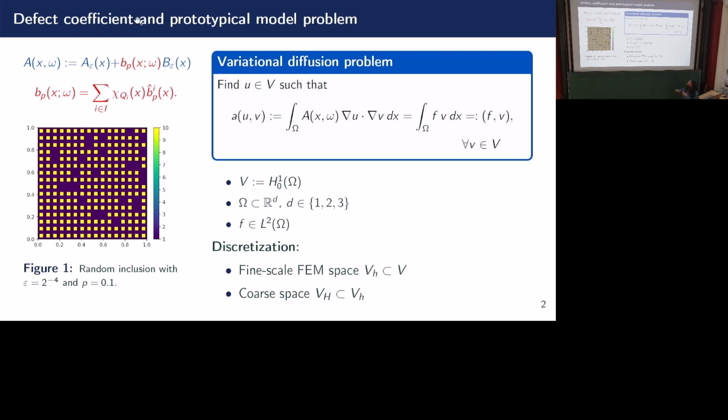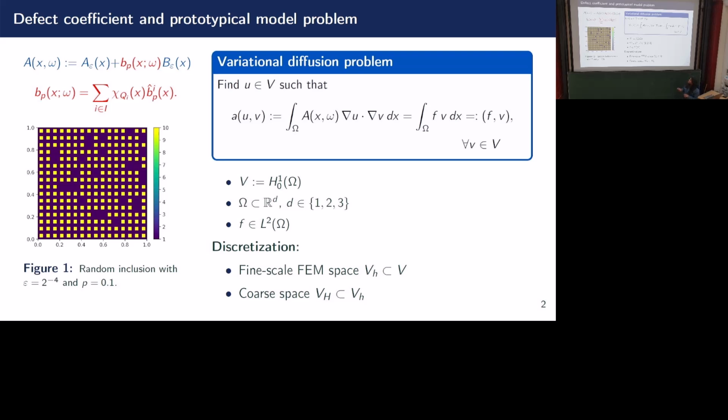This model is initially from Claude-Lewis, and it's very helpful for our setup. Here A epsilon acts as a background coefficient, and in this case these are the epsilon-length squares in this dark purple color, and on top there is a second, small yellow square. Then we have periodically arranged them over the whole domain.